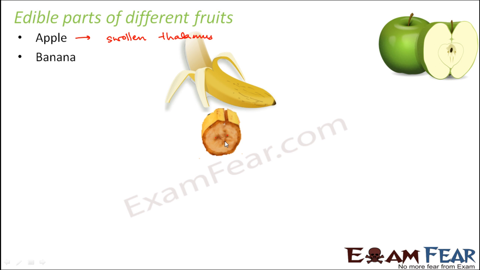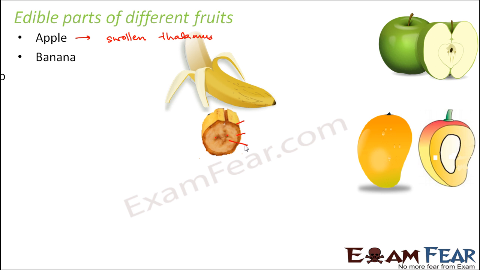So here again, if you talk about exocarp, endocarp and mesocarp, you can differentiate them. The outermost will be exocarp, the middlemost will be mesocarp, and the innermost will be endocarp. So this is true for all the fruits.